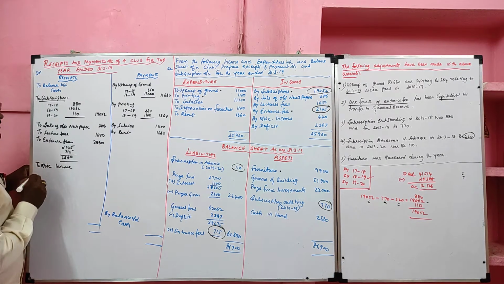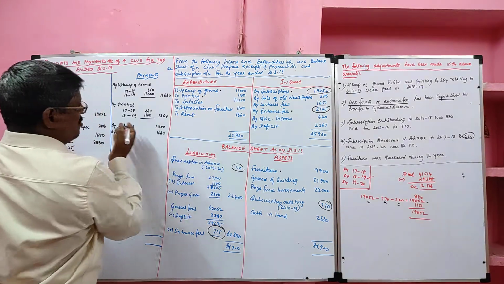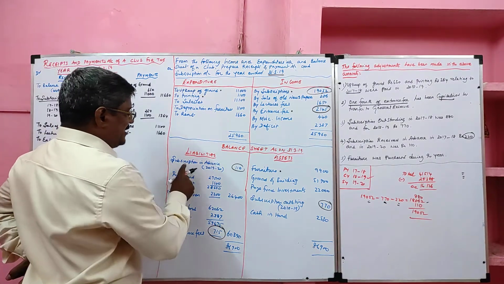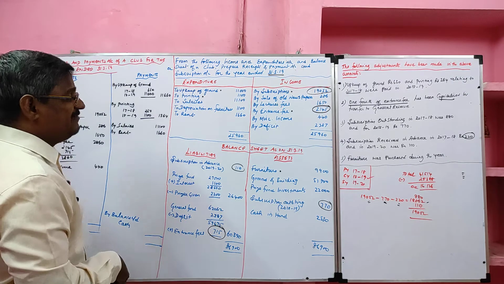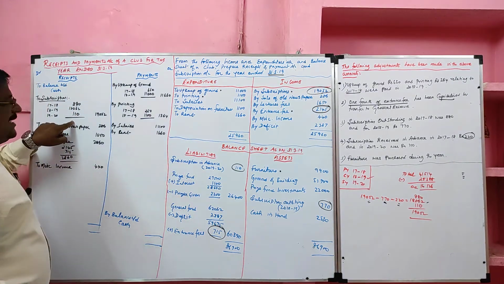Okay. Then miscellaneous income, it is a receipt, value 440. Then deficit is not to be recorded in the receipts and payment account. Now we'll go ahead with the balance sheet. Subscription received in advance. So in the current year we received a subscription for the next year. What we did, we recorded it in the receipt side.